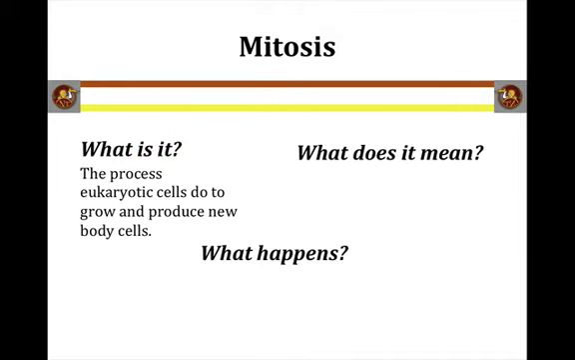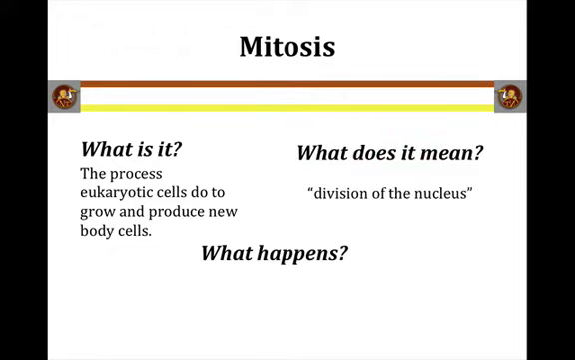Mitosis is the process eukaryotic cells do to grow and produce new body cells. Just like anytime you get a cut and you put a Band-Aid over it, it's not that the Band-Aid's magical and it heals itself. It's actually your cells undergoing mitosis to create new cells to heal that hole in your skin. Okay, sorry to burst your bubble if you thought the Band-Aid was magical, but we gotta grow up sometime. Right? So moving on to what does it mean?